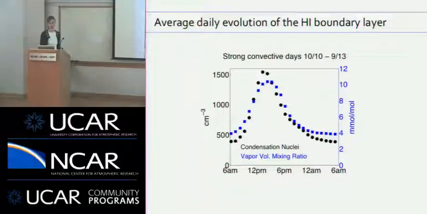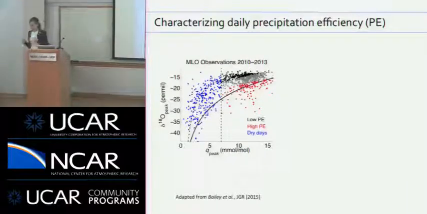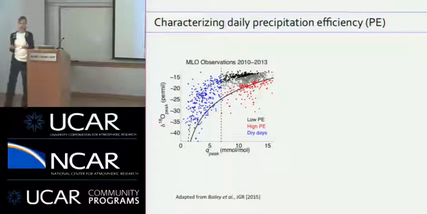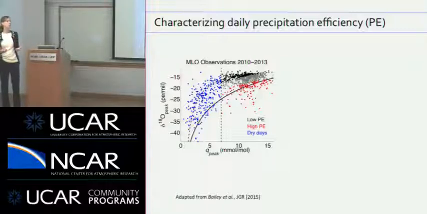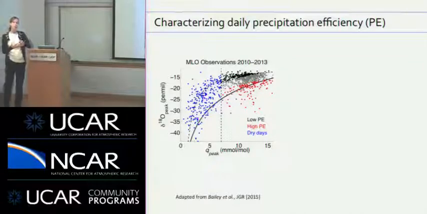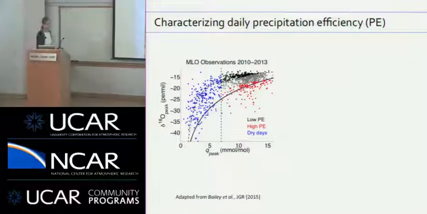So to characterize precipitation efficiency in this environment, I gave you a bunch of mathematical formulas that you could use to do this, but I actually took a statistical approach. So for each day that we were out there observing, I asked, okay, for the peak humidity that we see, what does the isotopic ratio look like? In other words, is it more enriched than we expect? Is it more depleted than we expect? And based on those anomalies, I characterized these low precipitation efficiency and high precipitation efficiency regimes.